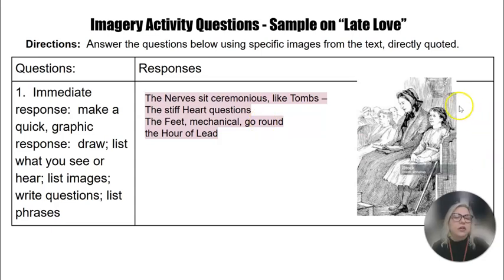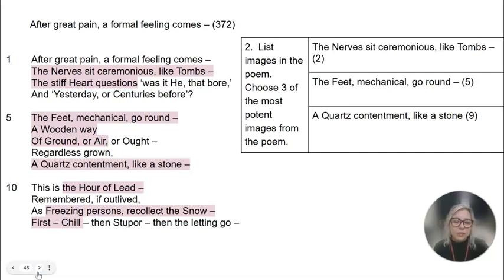I think of this girl or something like it, like bored in church. She's not really sitting very upright like I was talking about, but she certainly seems like she's in a ceremonious pose. And write whatever comes to your mind, or draw whatever comes to your mind. This is a part to just let your senses be evoked and have that kind of personal response with the text. Okay, the next thing is to pick 3 images that you want to investigate. So these are the 3 I'm going to pick. The nerves sit ceremonious like tombs, the feet mechanical go round, and a quartz contentment like a stone.